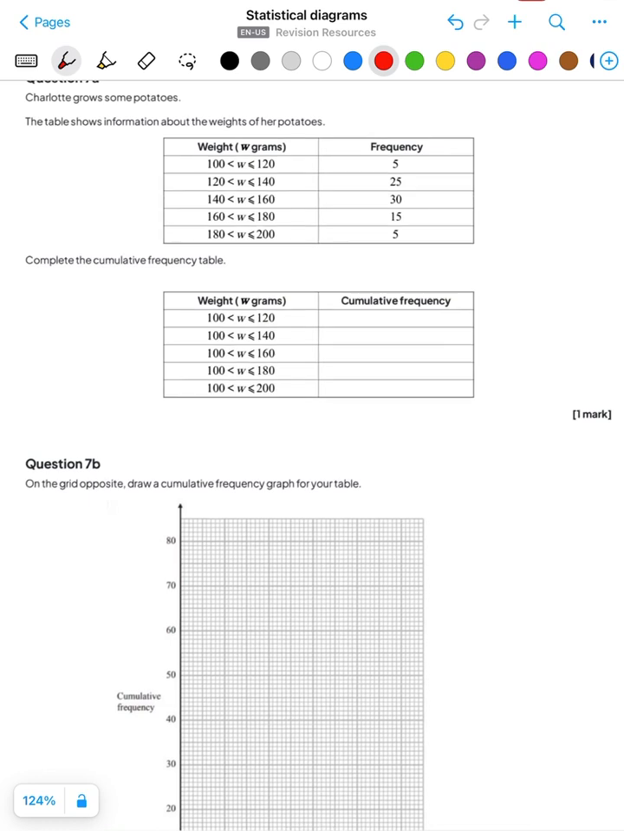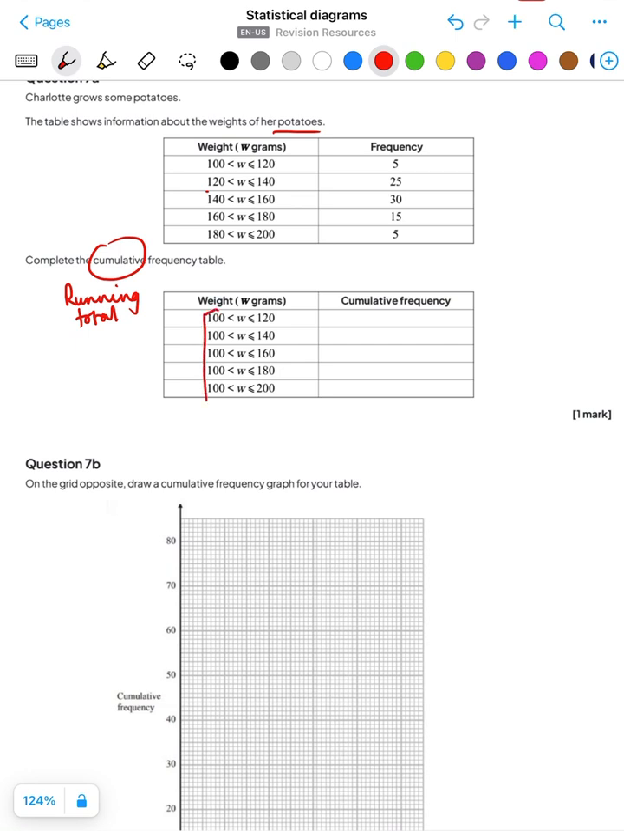Next up is a cumulative frequency curve. Now, cumulative frequency is a running total from whatever the original value was. So, reading this row in the table means 5 potatoes were between 100 and 120 grams in weight. The next row means 25 potatoes were between 120 and 140 grams in weight.